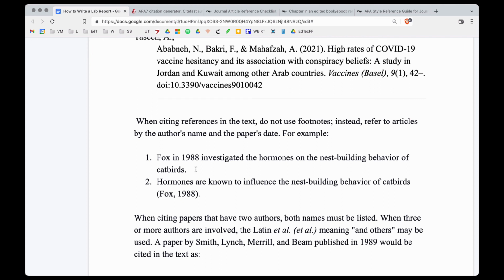So I know you're going to reference that at the end, but you've made the reference a part of a statement. Or, and this is how most people do it, they will say, actually there should be a quotation here, "Hormones are known to influence the nest building behavior of catbirds." And this should be like that. You should include the quotation. And then we reference the paper, so I know that that's from Fox 1988. So that's a way in which you are referencing your papers in the sentence, or you're making a quotation from the sentence. So that's 2 ways you can do it.